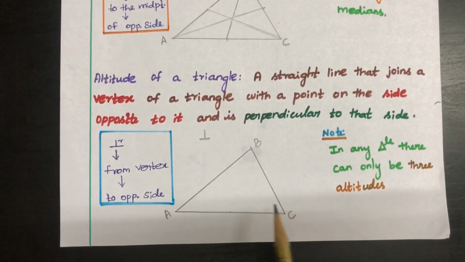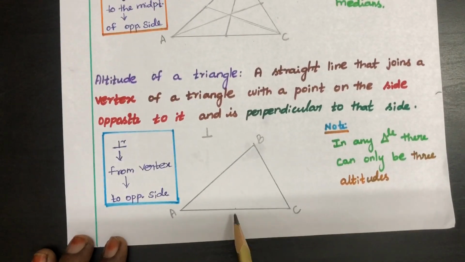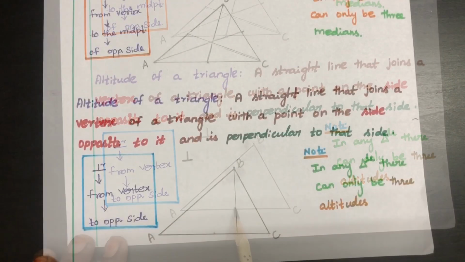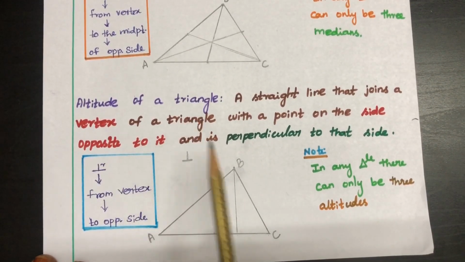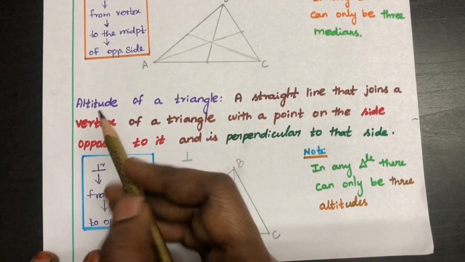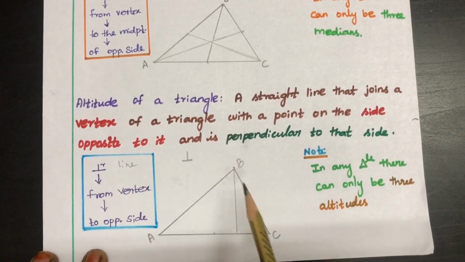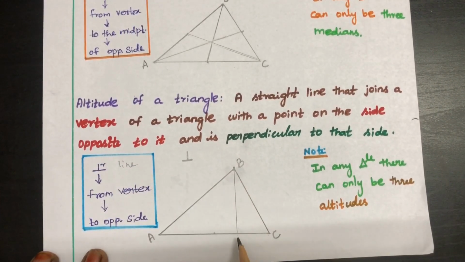What is the perpendicular? See this. ABC is a triangle. Midpoint is here. Look at it. The altitude of a triangle means a perpendicular line. A perpendicular line from the vertex to the opposite side.